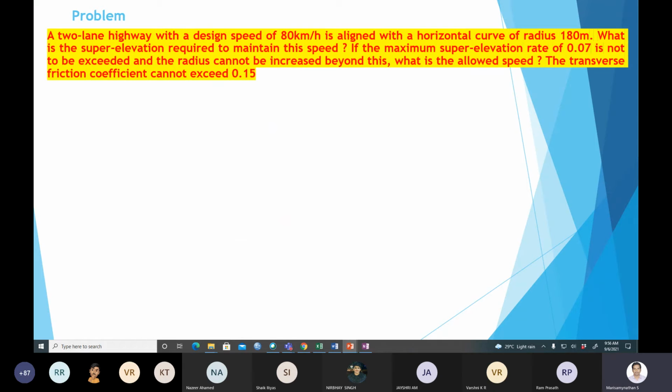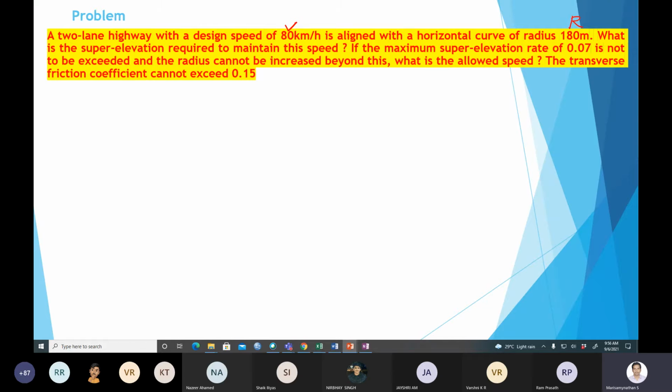The next problem, where we try to follow all the 4 steps. Okay, the 2-lane highway, they again consider the design speed as 80 km per hour, aligned with respect to the horizontal curve radius of 180 meter. What is the super elevation required to maintain this speed? So they want to maintain this particular speed. They were asking what super elevation we have to provide.